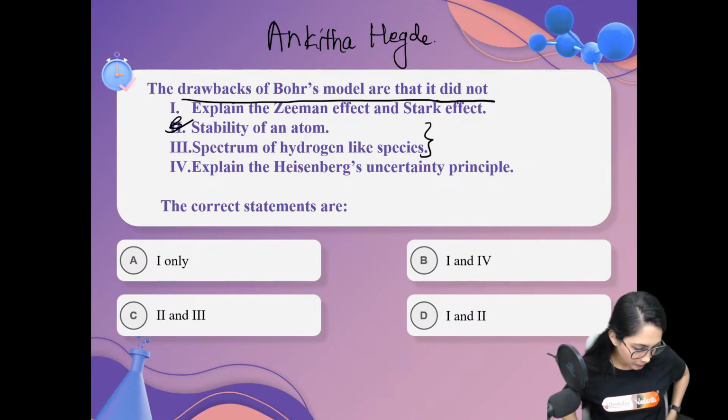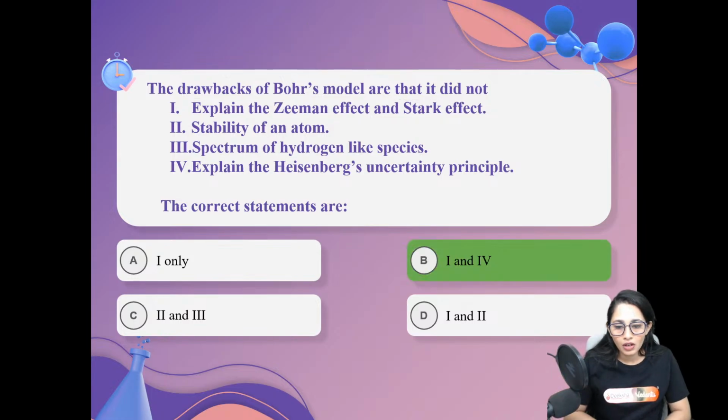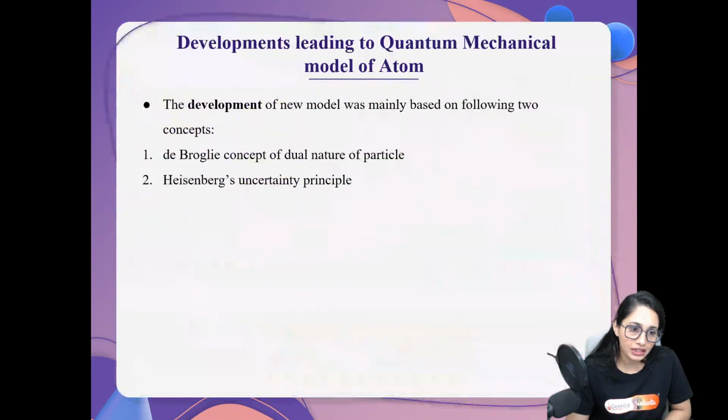What is the answer? Option B, 1 and 4. It could not explain Zeeman effect and Stark effect, as well as explain Heisenberg uncertainty principle. Okay, it could not explain that. See, we have studied that already.